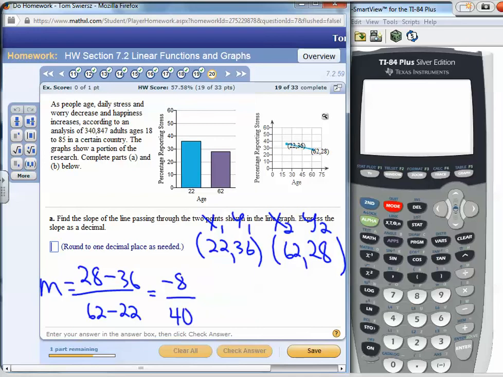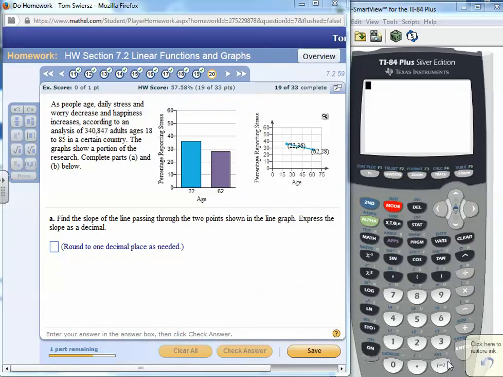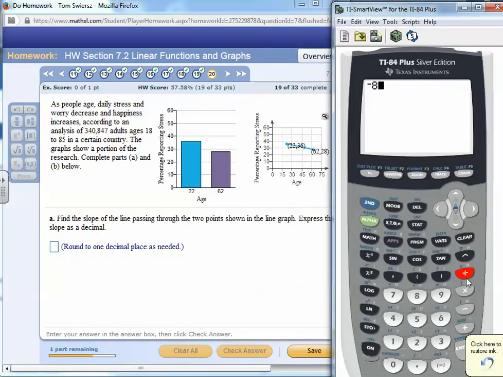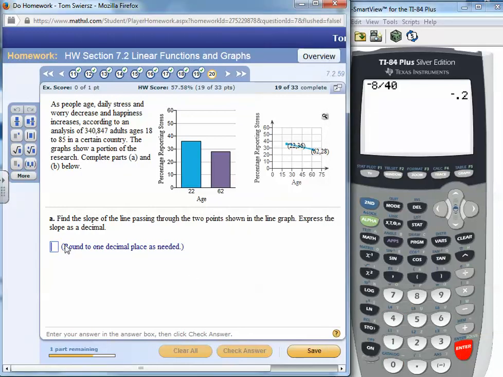Now it says what? As a decimal. So we're going to use our calculator to do -8 divided by 40 to get the decimal for the slope. Okay? So again, we'll do -8 divided by 40 on our calculator. And we get -0.2. So it came out to be a terminating decimal, so we don't have to worry about rounding off.